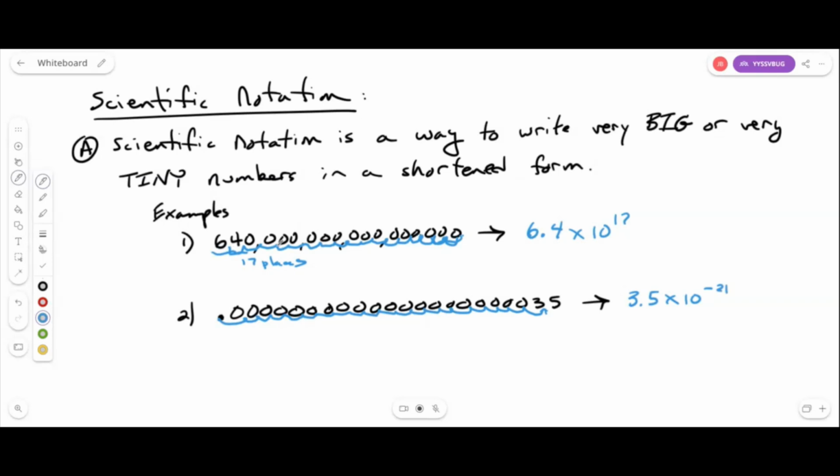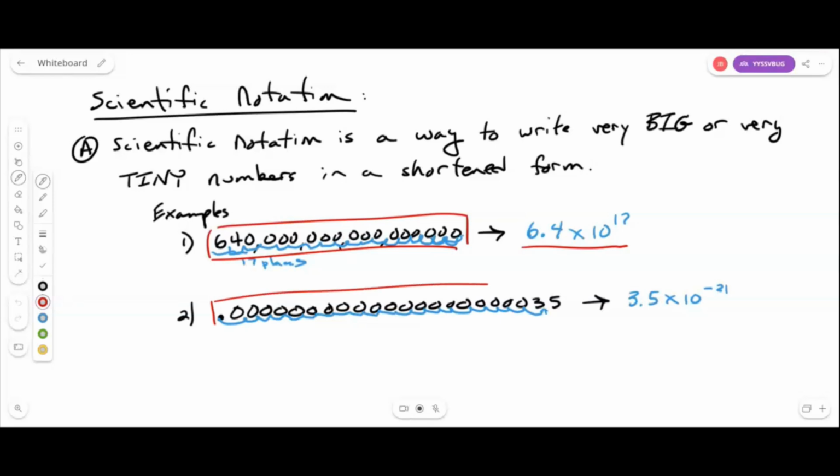So this number shortened in scientific notation becomes this. This number in scientific notation becomes this. The main thing that you need to understand about scientific notation is the exponent. The exponent holds the key.